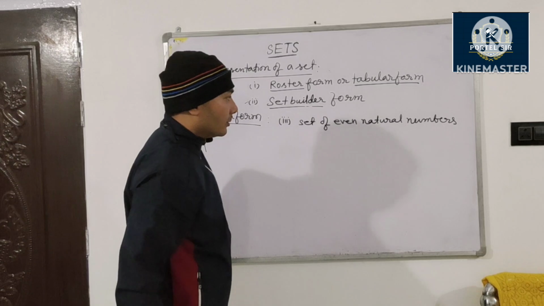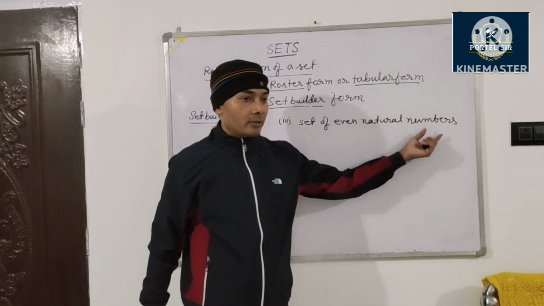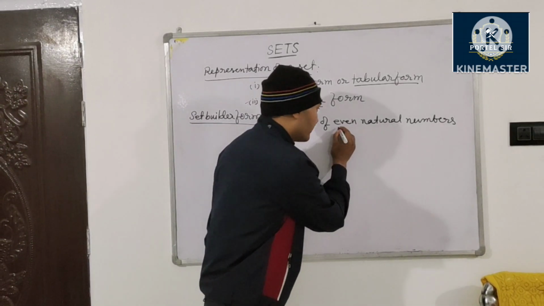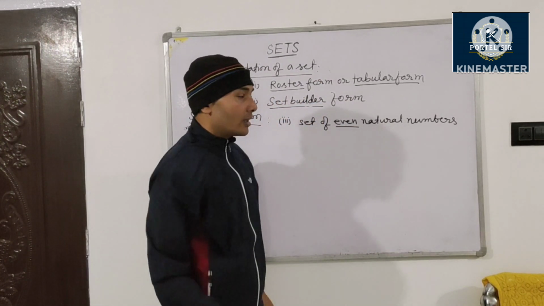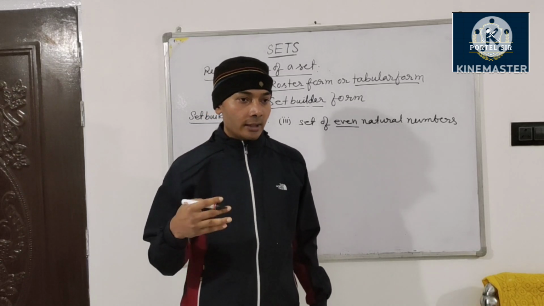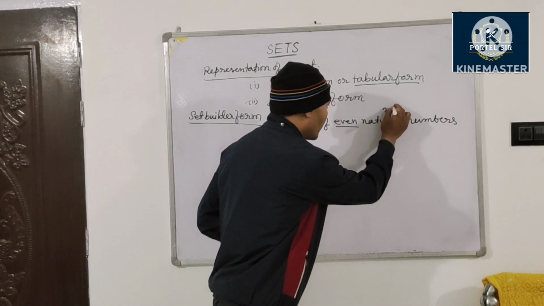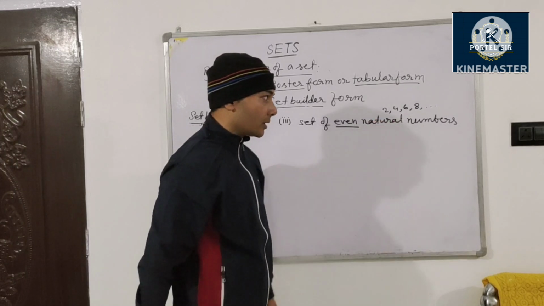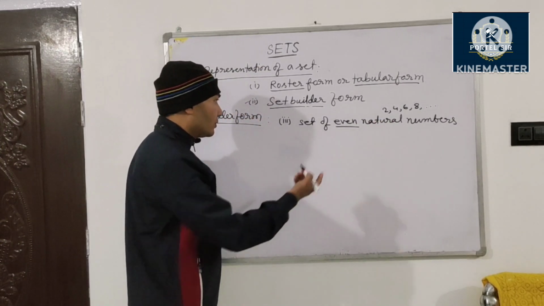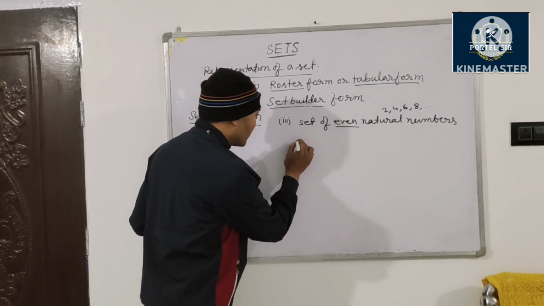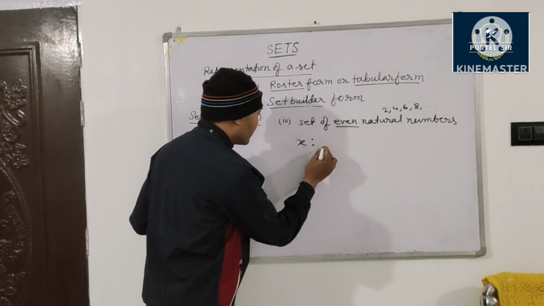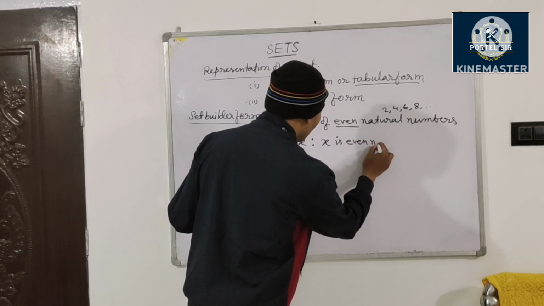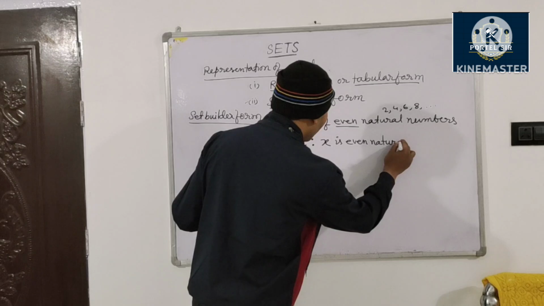Natural numbers we know already, 1 2 3 4 5 6 7 8 so on. Yes or no? All these are natural number, but here written even natural number. What are the even natural number? 2 4 6 8 in this way. Yes or no? 2 4 6 8 and so on. So these are even natural number. So we can write easily. I told you no need to write all the elements. Just put what? X, such that, what is X? X is even natural number. Just mention the property. Very easy.